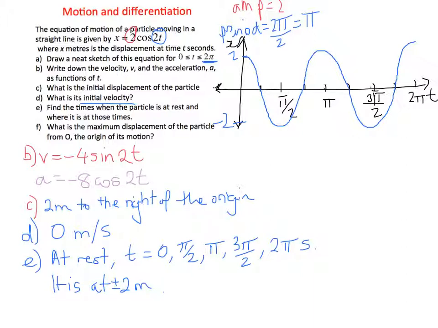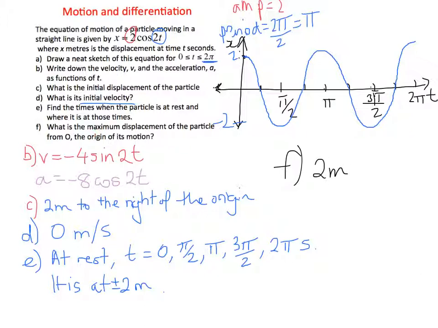Alright, and then part F. What is the maximum displacement of the particle? Well, you can see from the graph it's oscillating between 2 and negative 2. So the maximum displacement is 2 meters.